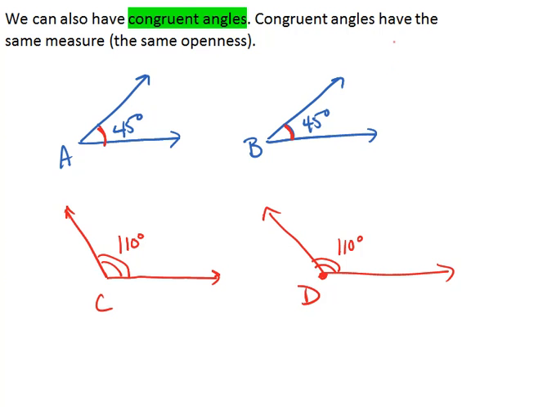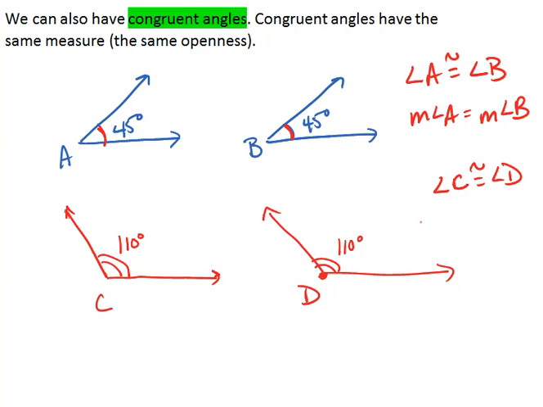Okay, we can write off to the side that angle A is congruent to angle B, or that the measure of angle A equals the measure of angle B. Similarly, down here we have angle C congruent to angle D, or the measure of angle C equals the measure of angle D, which equals 110. Up here we have A and B equal to 45 degrees. Some of the ways you'll see angles notated, let's look at just one other example.